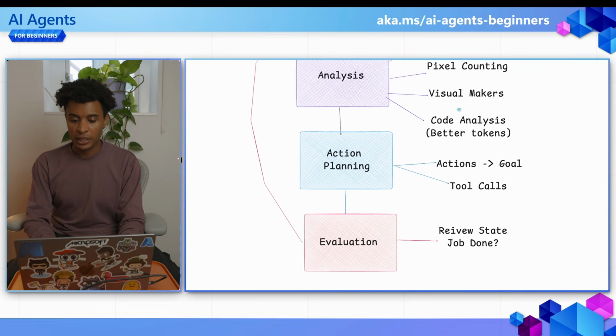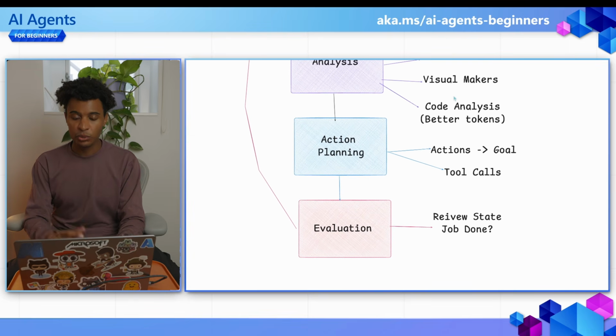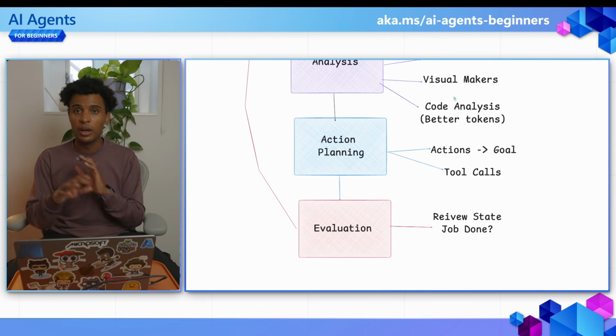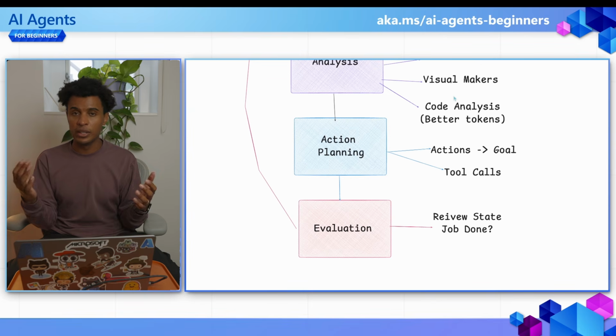After it gets the understanding of all those things through the analysis, it's time to plan an action. This is very similar to other types of agents out there, where you give it a task and it's going to navigate through that and make a plan on what steps you need to take to reach that goal.